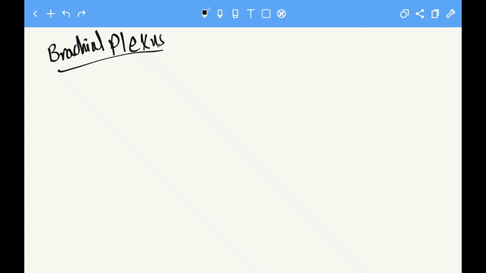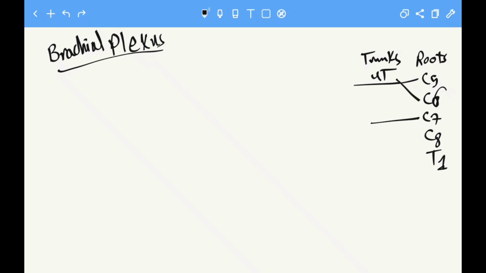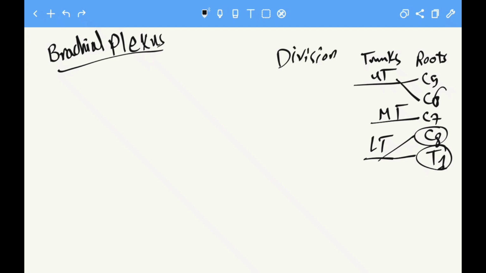Okay, let's recap it again. There are roots: C5, C6, C7, C8, T1. Trunks: C5 and C6 will form the upper trunk, C7 will form the middle trunk, C8 and T1 will form the lower trunk. There will be divisions, anterior and posterior, for all of them. The anterior division of the middle trunk will unite with the anterior division of the upper trunk to form the lateral cord, and the anterior division of the lower trunk will form the medial cord alone.